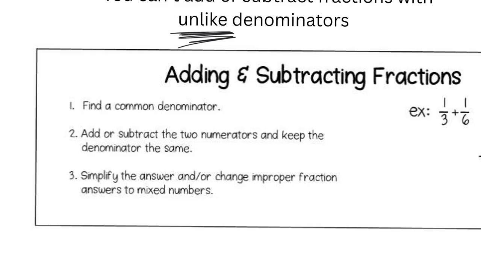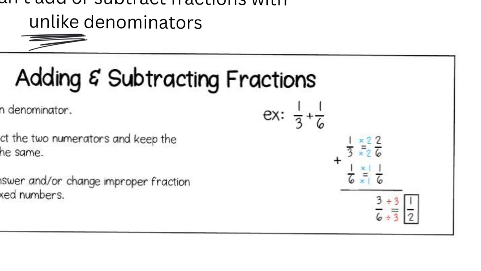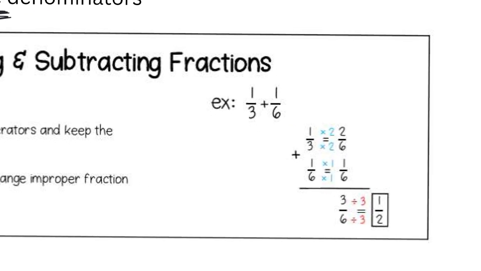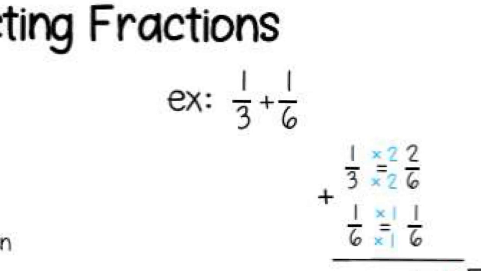It says find a common denominator. We need to make the denominators the same by finding what we call a common denominator, and we'll talk about how to do that. Once you have a common denominator, then you do the same thing we did before. You add or subtract the numerators, and you keep the denominator, and then simplify if possible. So here's an example. I have 1/3 plus 1/6. You can see that these denominators are different.